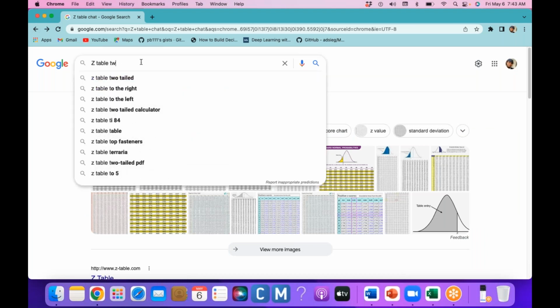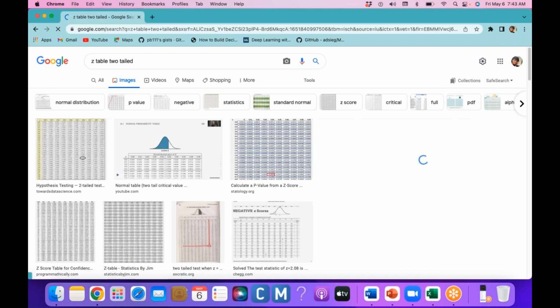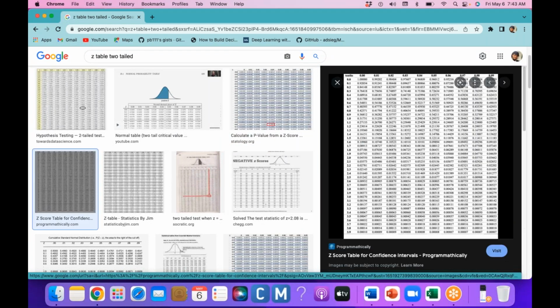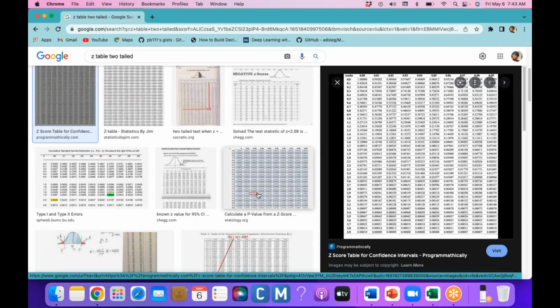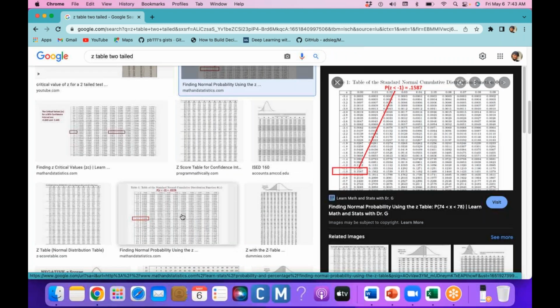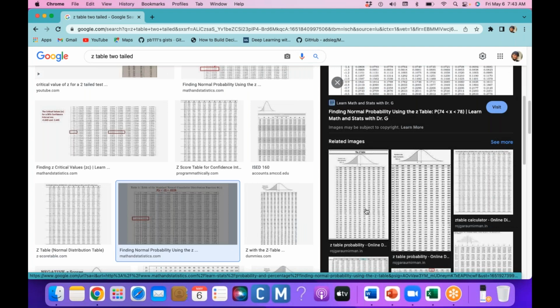Z table, two-tailed test. You can use the Excel formula. In Excel, you can use the NORM.S.INV formula to get the Z score. The question is, usually we want to go ahead with the simple thing. Remembering every time is tough, right? So we have to use the standard value. Usually that value is 1.96.